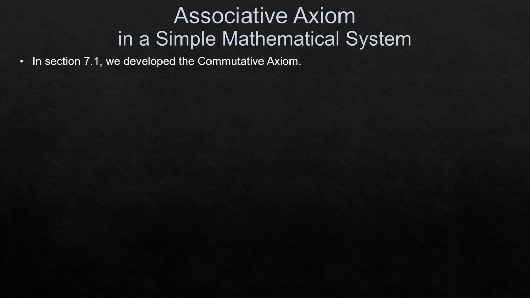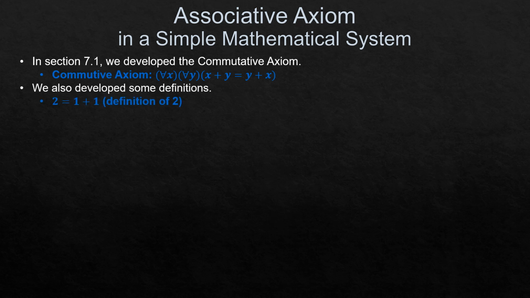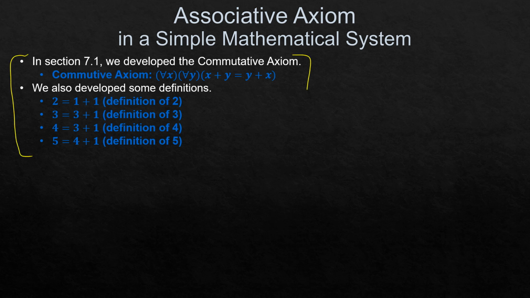In section 7.1, we developed the commutative axiom. That is, for all x and for all y, x plus y is identical with y plus x. We also developed some definitions. We defined the numbers 2, 3, 4, and 5. And this basically served as a set of premises which we then derived various theorems from.